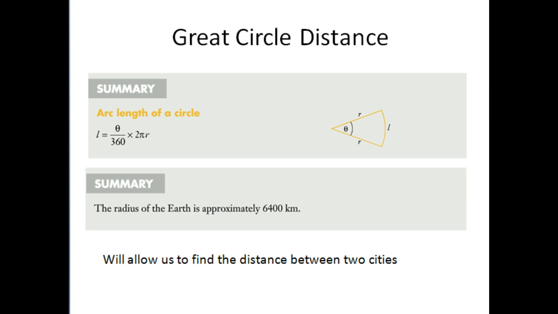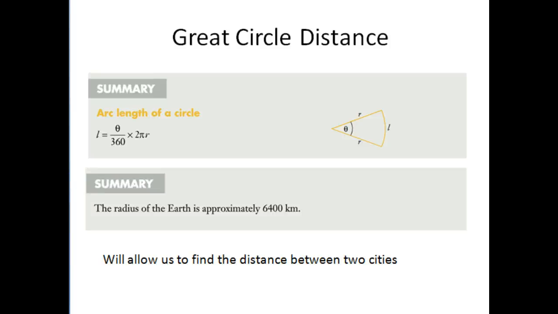What we'll be doing is trying to find the distance between two cities. These two cities need to be on the same longitude or on the same latitude. In order to do that, we need to use the arc length of a circle formula, which is theta over 360 degrees times 2 pi r. Now, when we're looking at the Earth, the radius of the Earth is approximately 6,400 kilometers. So whenever we're doing questions like this, R will be 6,400 kilometers.